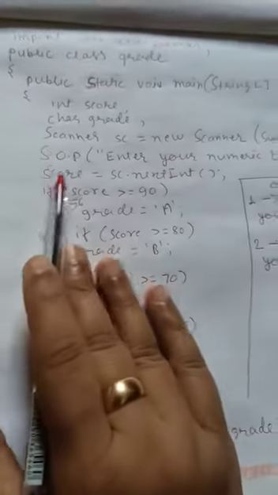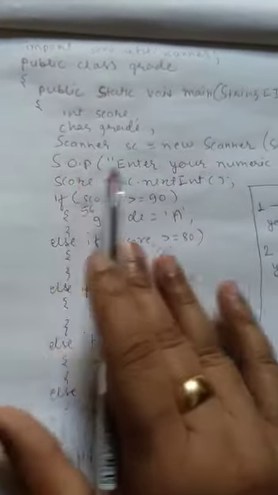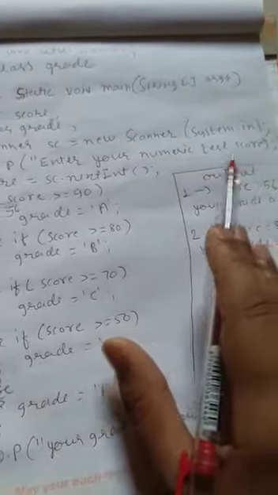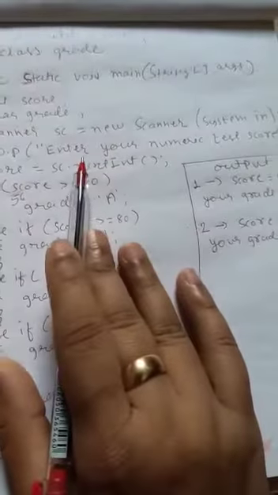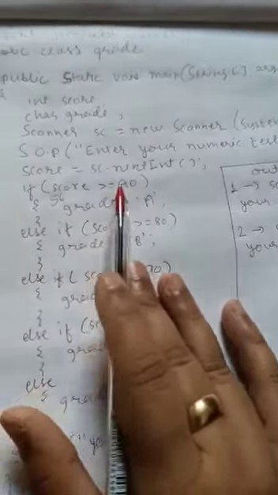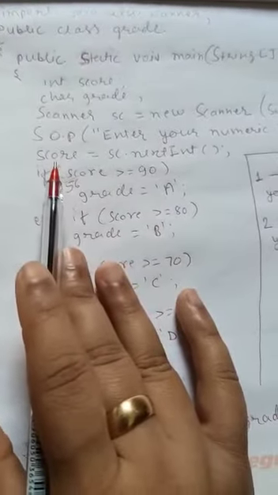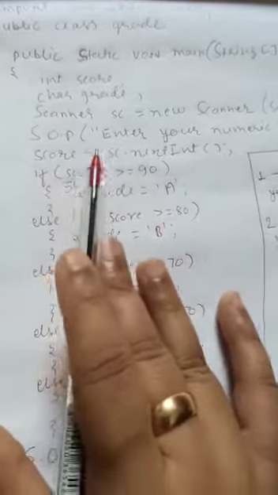Then we are asking for the input using SOP: enter your numeric test score. Here the user will enter the value, and that value we will store into score. Now let's apply the conditional statement on this.